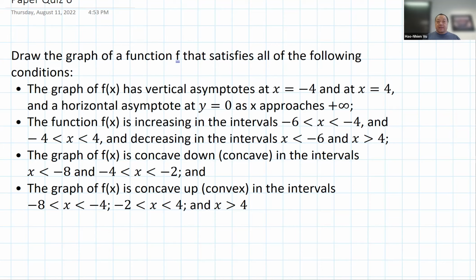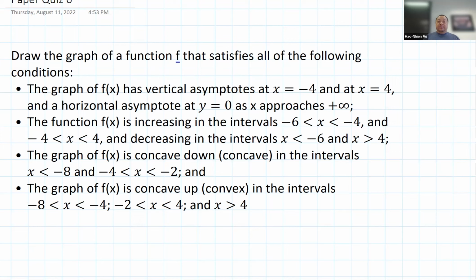The graph of f has vertical asymptotes at x equals -4 and +4, and a horizontal asymptote at y equals 0 as x approaches positive infinity. The function f is increasing in the intervals between -6 and -4, and between -4 and 4, and decreasing in the intervals x less than -6 and x greater than 4.